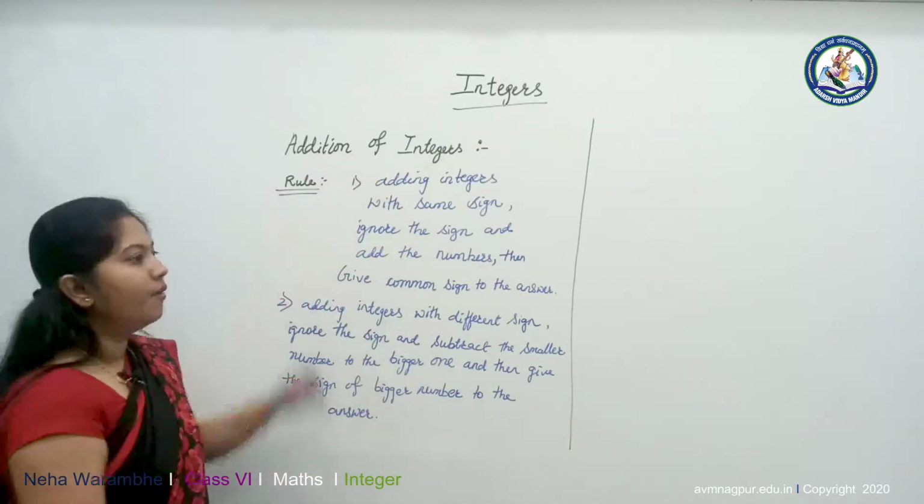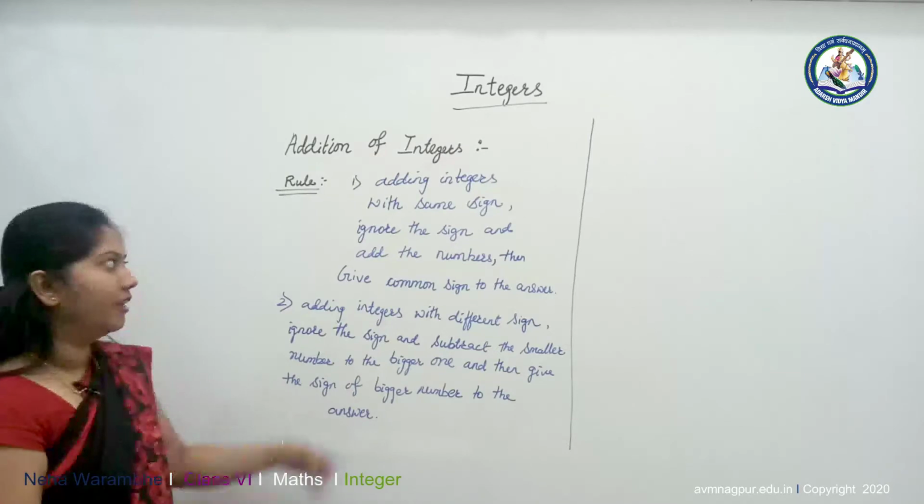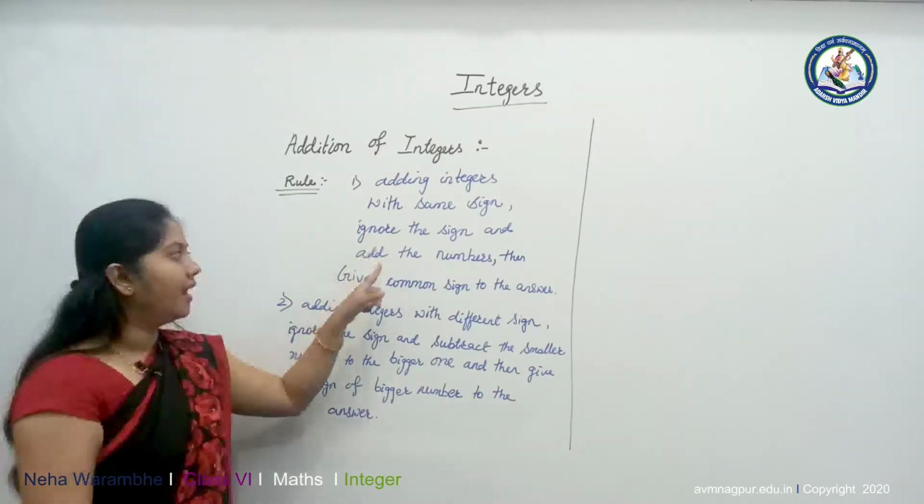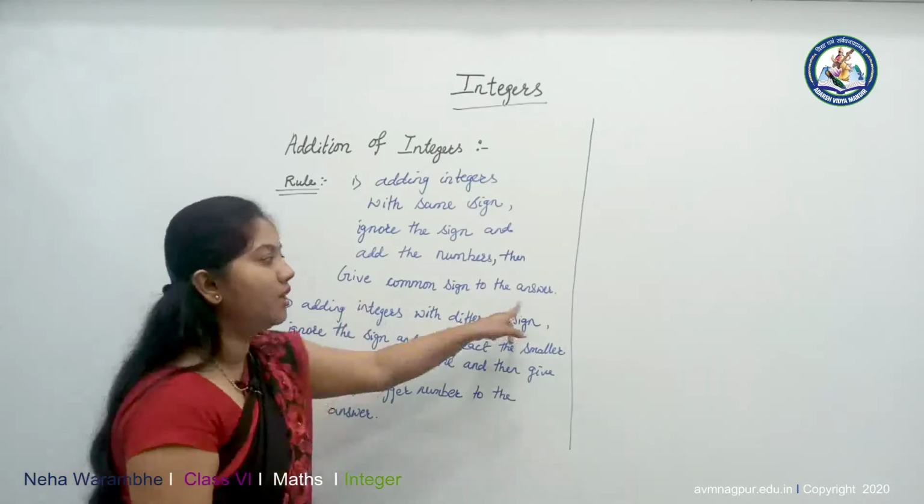The next topic is addition of integers. The rules are, first, when we add integers with the same sign, ignore the sign and just add the numbers and then give the common sign to the answer.